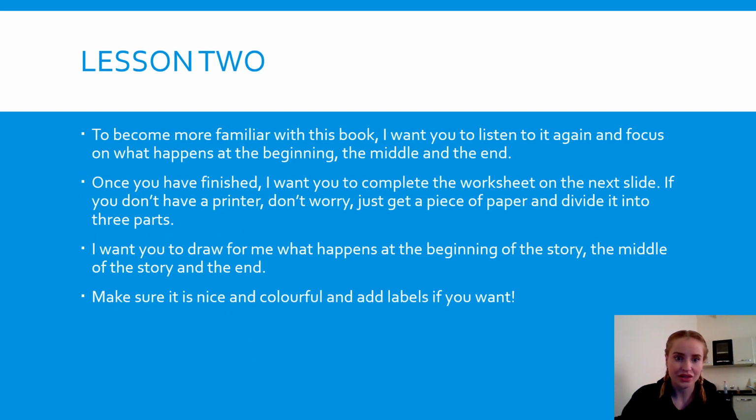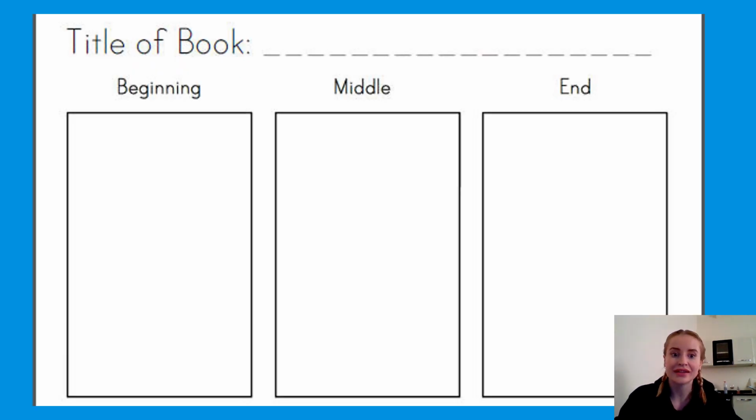Let's see, lesson 2. So for you to become more familiar with the book, I want you to listen to it again and focus on what is happening at the beginning of the story, the middle of the story, and the end of the story. So once you've listened to it again and you're even more familiar with it, there is a worksheet that I want you to complete, and it's on the next slide. Let me see if I can click on and then go back. Yeah, this is the worksheet here.